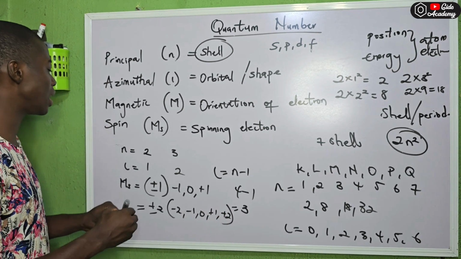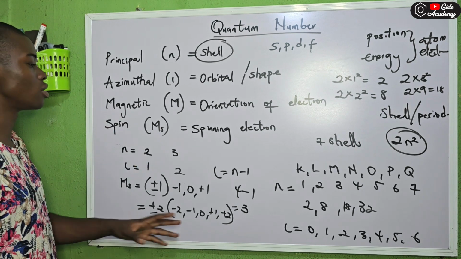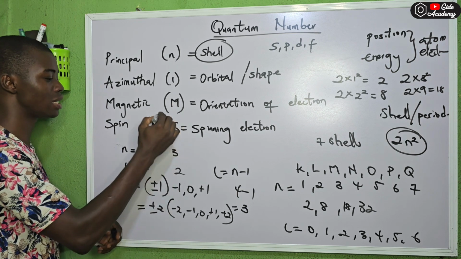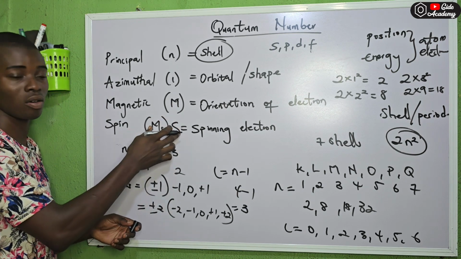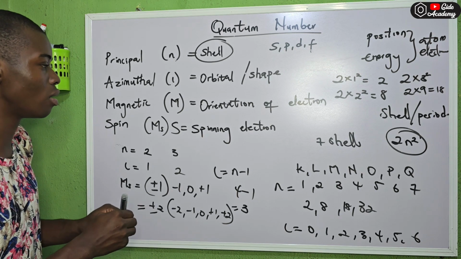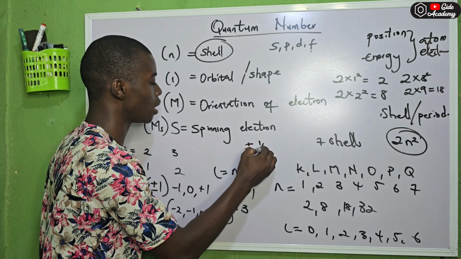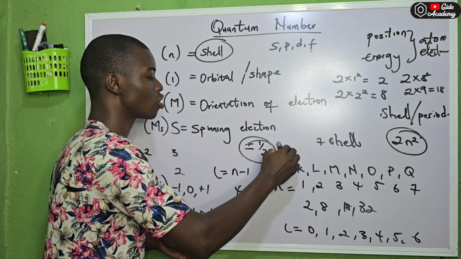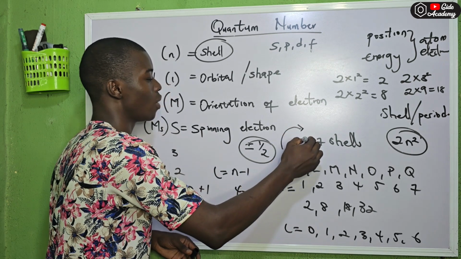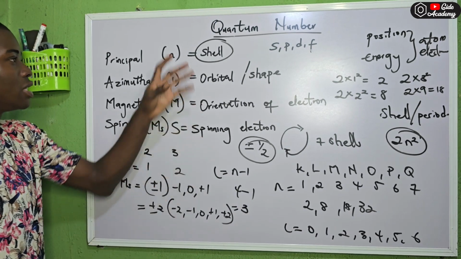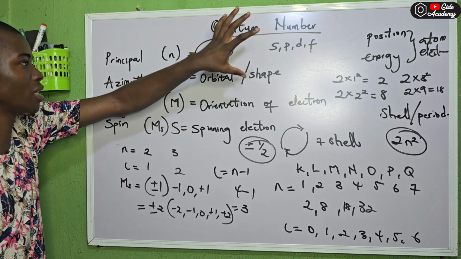While the last one here is the spin quantum number, ms, it's also the same thing as s. So you can call it ms or s. It talks about filling of the orbital using plus or minus half. So one of the electrons is going in a clockwise movement, while the other one is going in a counterclockwise movement. So that's just everything about quantum numbers.